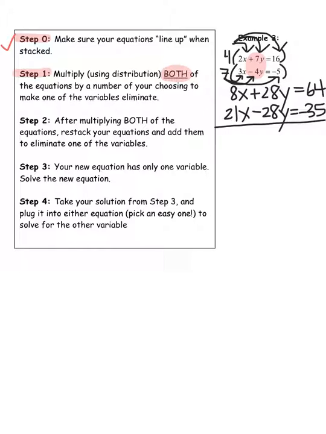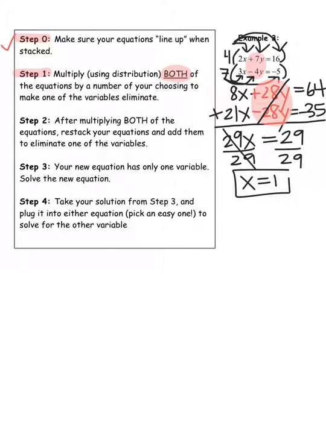Now I have two equations, I'm going to add them. And look what happened. Negative 28y plus 28y cancels out. So I get 8 plus 21x, that's 29x. These cancel. 64 minus 35 is positive 29. Divide by 29, I get x equals 1.